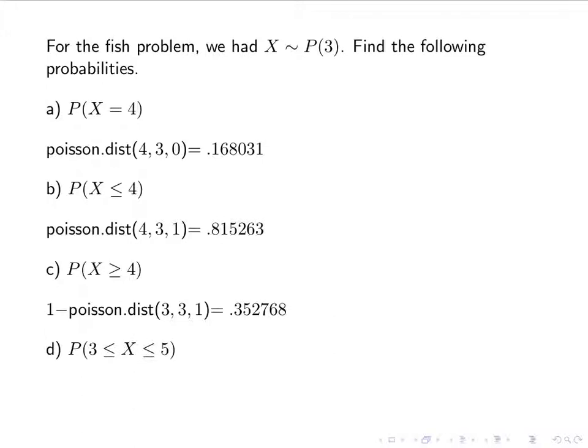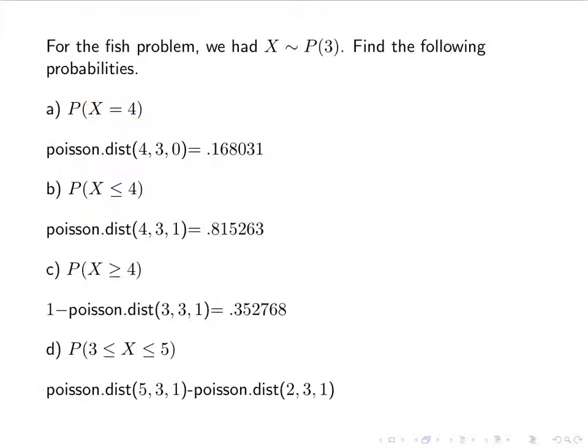And then the last one, what's the probability that we caught between 3 to 5 fish? So if I wanted, I could use this same thing up here and do the probability that x equals 3 plus the probability that x equals 4 plus the probability that x equals 5. There are only 3 numbers that can be here, 3, 4, and 5. So it wouldn't be that difficult if I just wanted to add the 3 together.